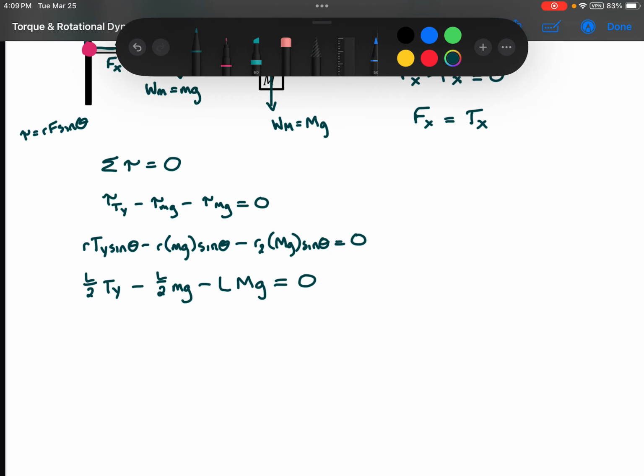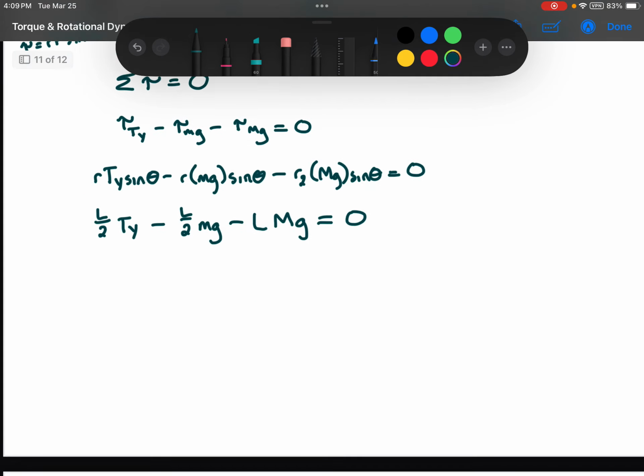And a good thing has happened here. We have L in every single term, so L will end up dividing out. We don't need to know the length of the whole bar. It doesn't impact the question. So I'm going to go ahead and divide that out. And I'm also going to go ahead and multiply everything by 2. That'll get rid of our fraction. So we'll be left with Ty minus mg minus 2 capital Mg equals 0. So just a little algebra to rewrite that expression.